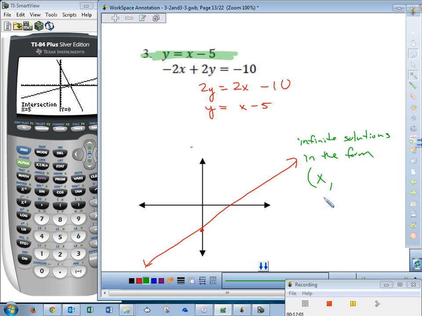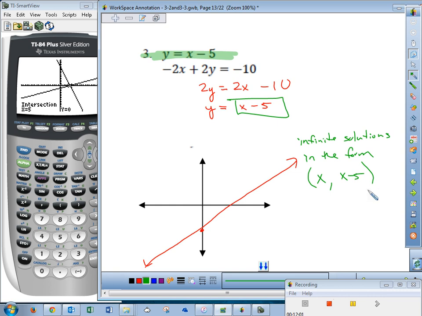make an ordered pair. Ordered pairs always go x, y. We're always going to have x be x, and whatever y equals, I'm going to put that in that spot. I will not write y equals x minus 5. What does y equal in terms of x? Y equals x minus 5. So don't put a y equals part in there.